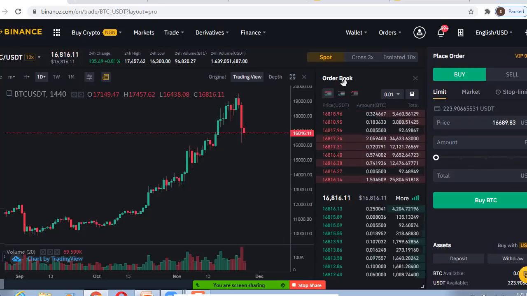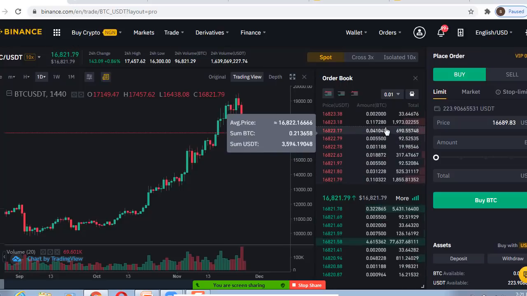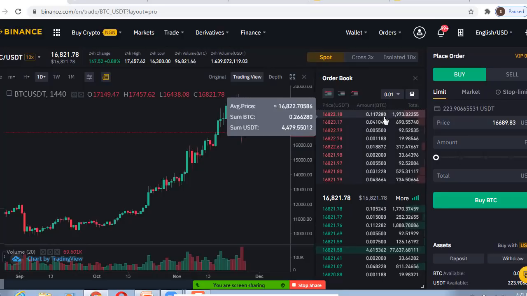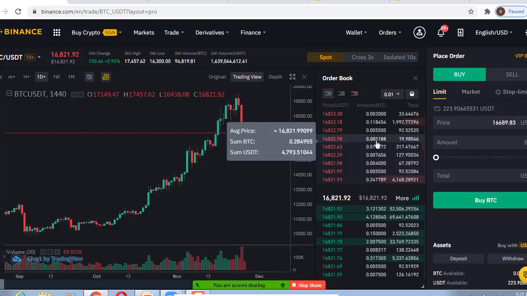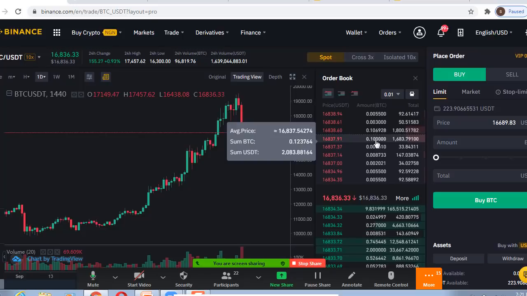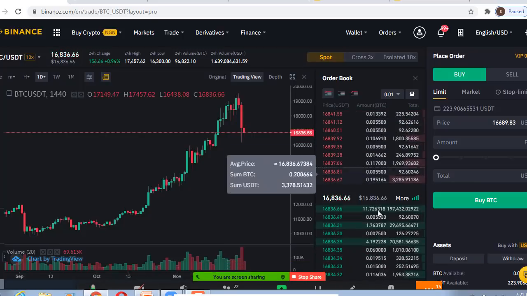So this is your order box. Very important. Now we have what we call the order book. Now what is the order book? When you place an order, your order will go to the order book and it will be merged together. So let's say trader A placed an order to buy Bitcoin at $10,000, for example, and trader B placed another order to buy Bitcoin at $10,500. Their orders will be filled in the order book.